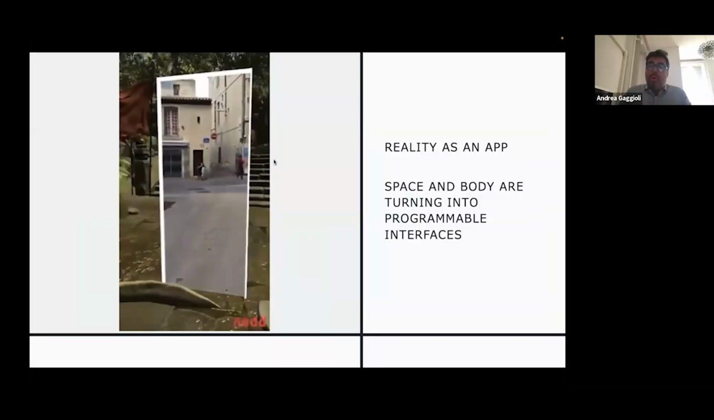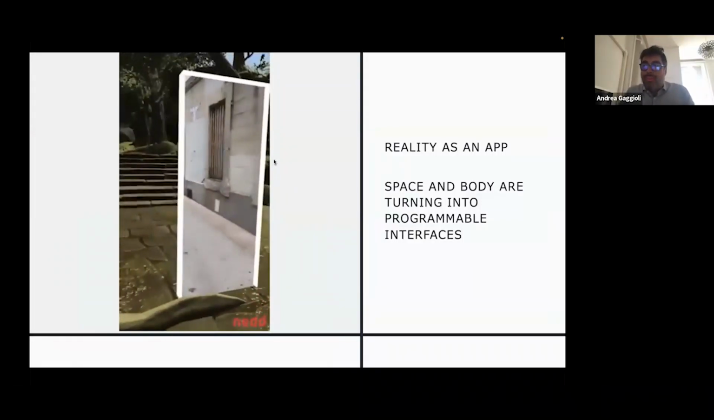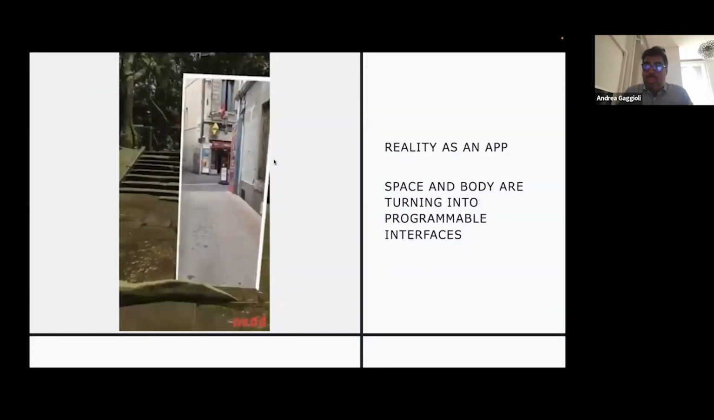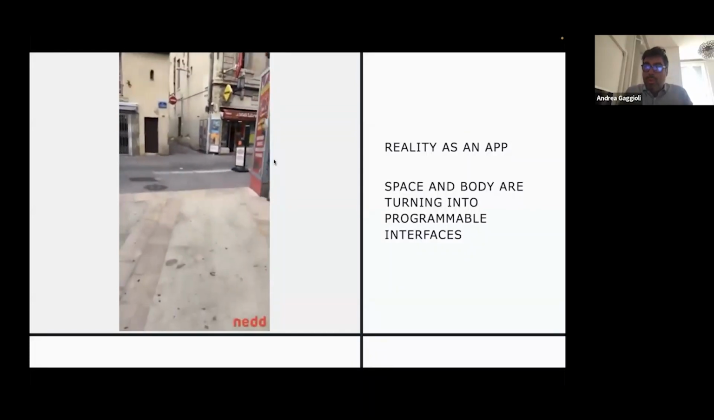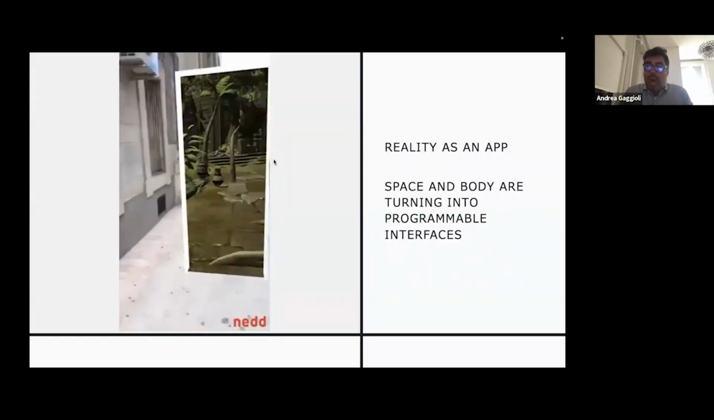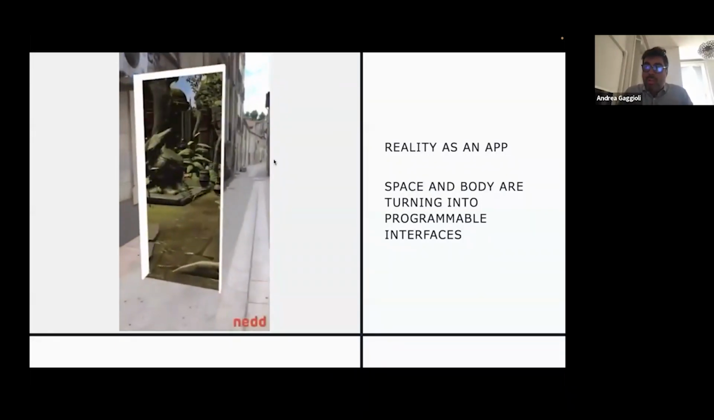So I think that metaphor of reality as an app encapsulates a defining characteristic of these digital spaces. It illustrates how the integration of computers into everyday objects, coupled with a growing bidirectional flow of information between the digital and the physical realms, is actively reshaping our surrounding environment. This transformative process is revolutionizing our perception and interaction with the world around us.